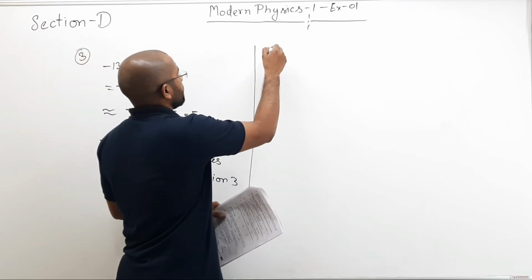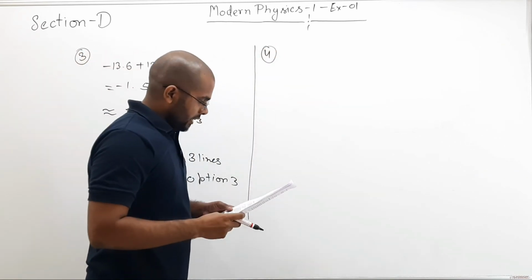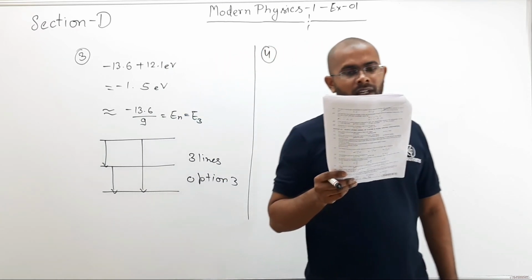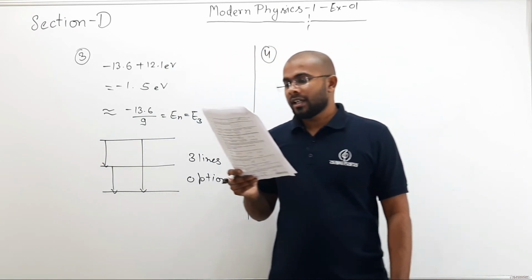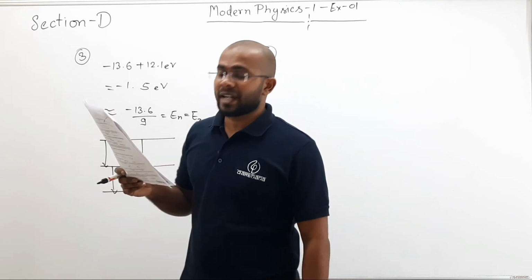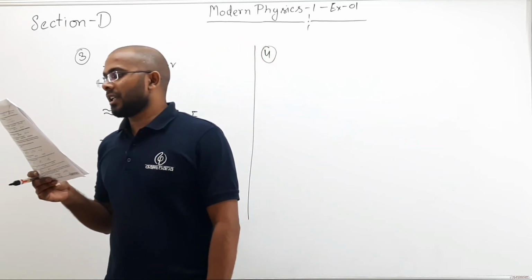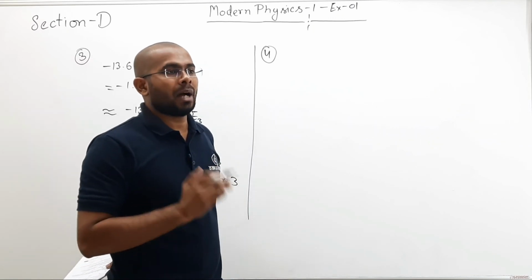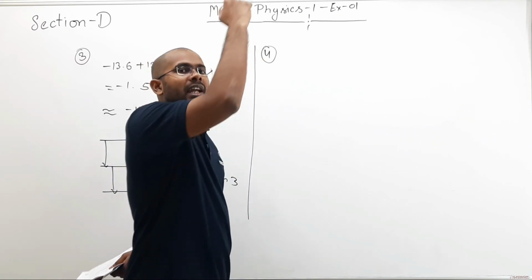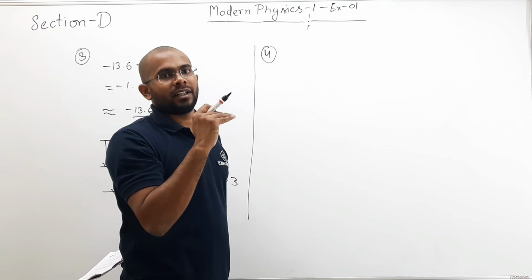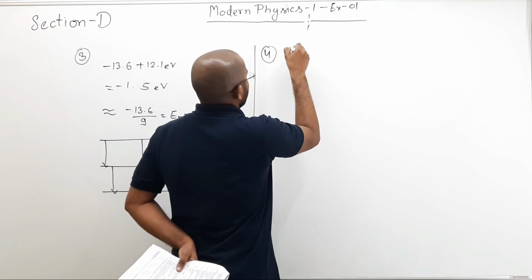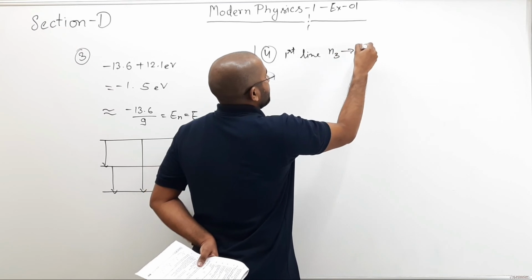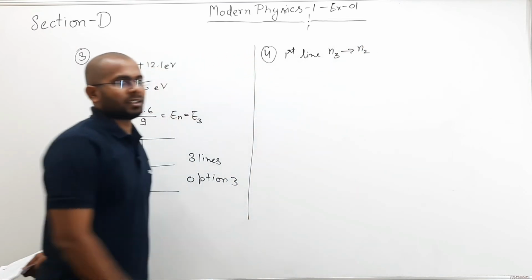Let us solve question number 4. What is question number 4? The wavelength of the first line in the Balmer series in the hydrogen spectrum is lambda. What is the wavelength of the second line? What is the first line in Balmer series? Balmer series is from any higher state to second energy state. So first line, what is the first line? First line will be n3 to n2. That will be first line.